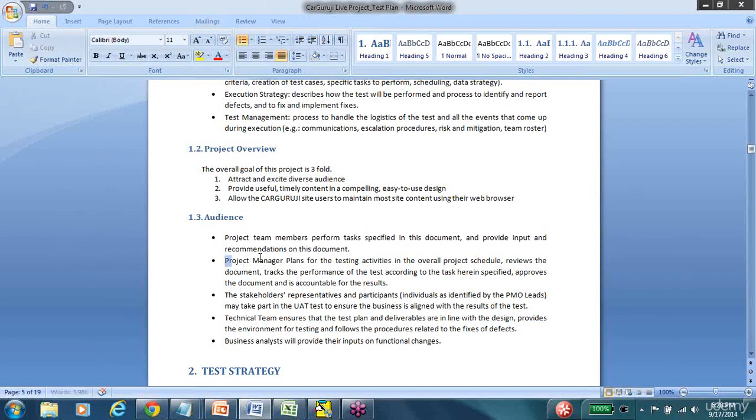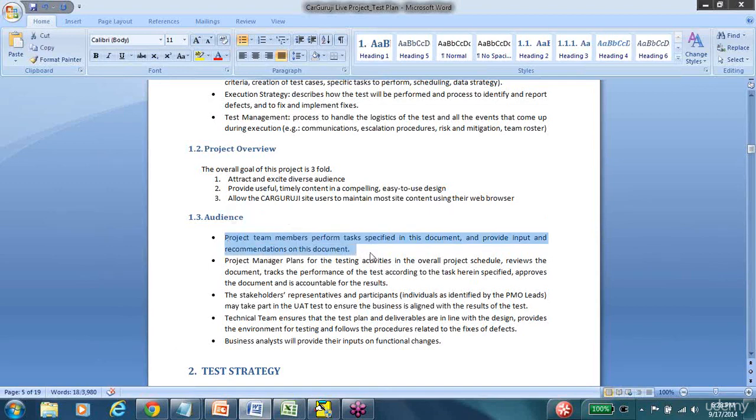And then there is the project manager. So here all the roles and responsibilities are explained. The reason why we wrote this document in a way that it provides too much information is because we wanted you all to have a document that you can refer to time and again, that will not be just one AUT specific, but will be a sort of guide for you all to figure things out. So here the project team members will perform the specified tasks, provide input and recommendations. So this is what the QA team does.